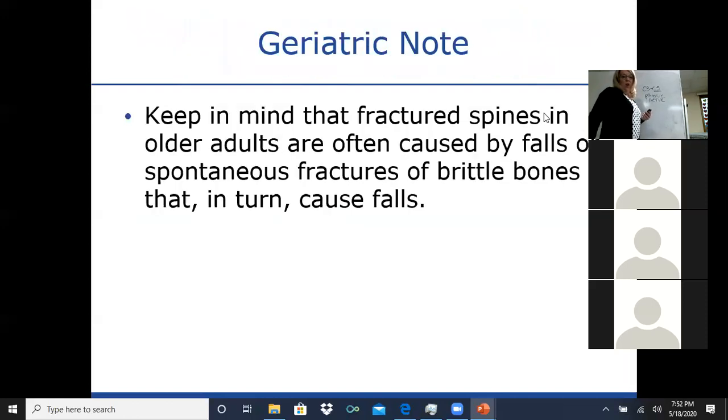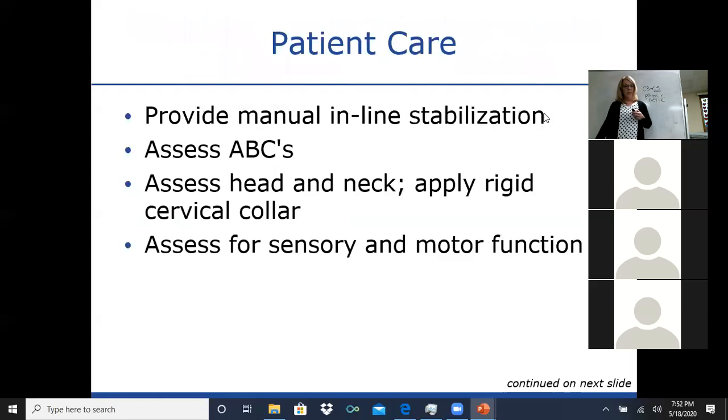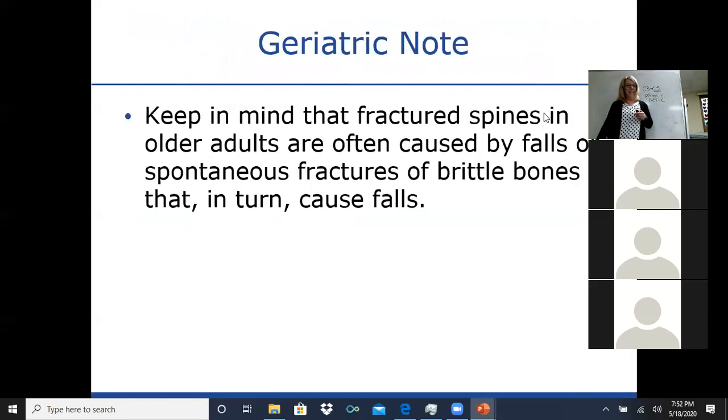All right, so we talked about geriatrics and fractured spines, basically in older adults and their brittle bones. That's definitely something that you want to take into consideration.